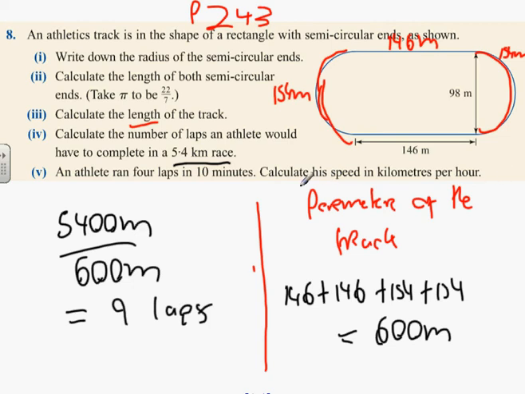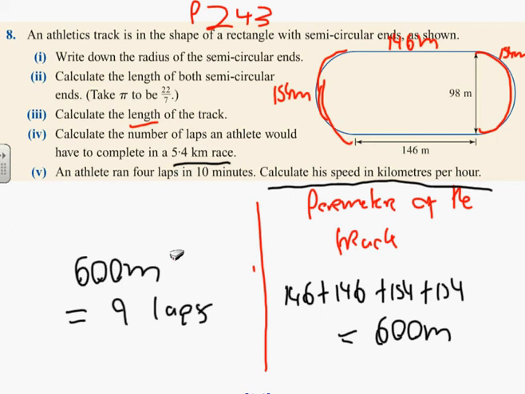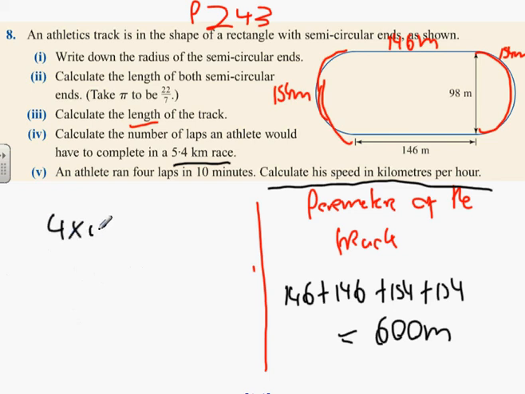An athlete ran 4 laps in 10 minutes. Calculate the speed in kilometers per hour. This is another important question. You're going to see that again very soon. Anybody remember the DST triangle? So first of all, how much is 4 laps worth? 4 multiplied by 600 is 2,400 meters. Change that to kilometers: 2.4 kilometers.